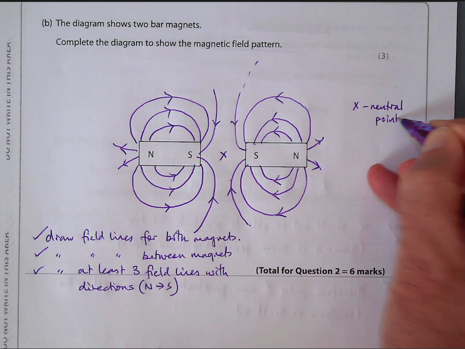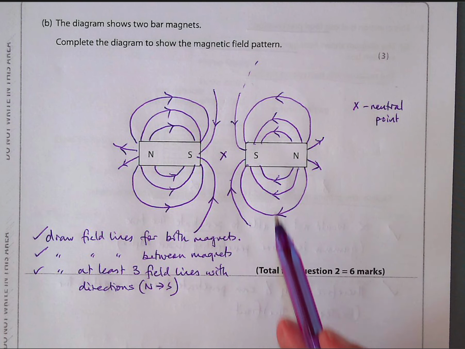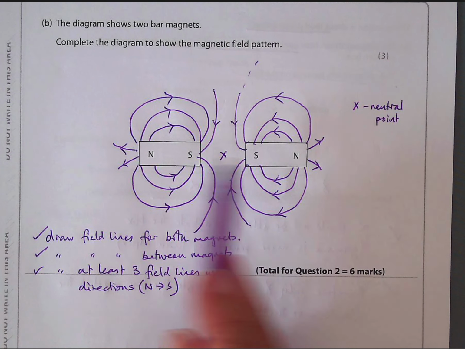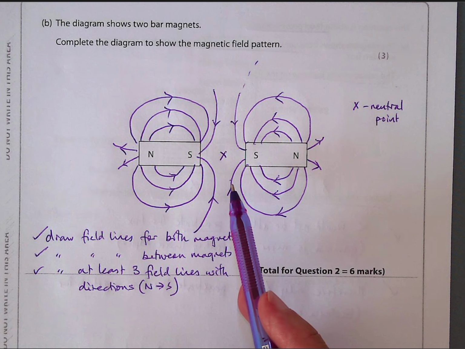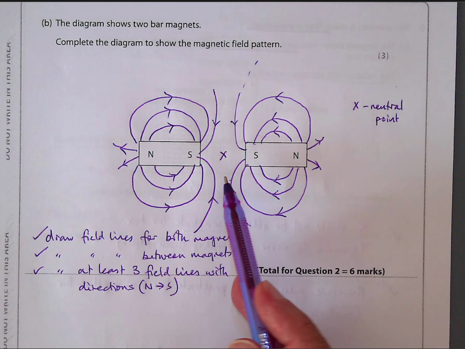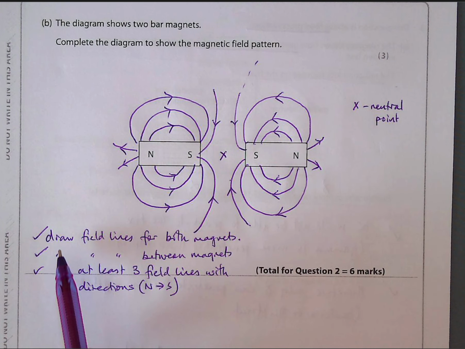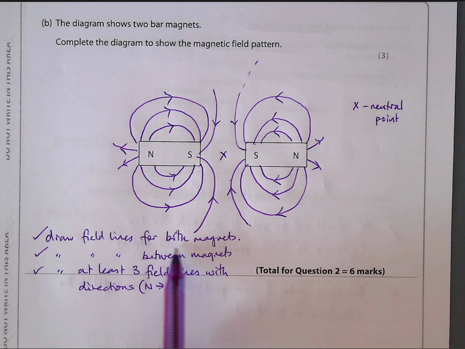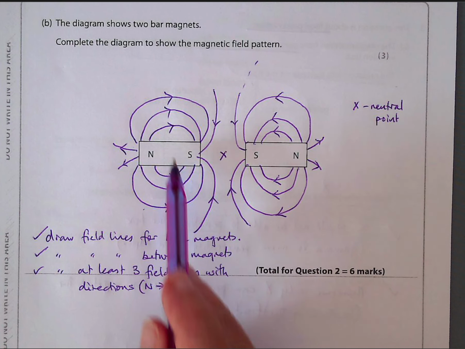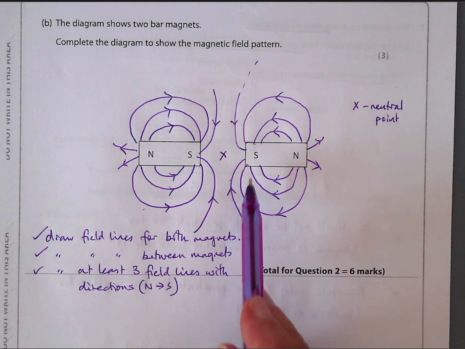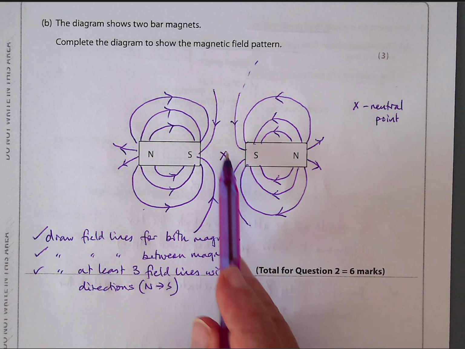In repulsion, if you had north and north, it would be the same, and if you had attraction, the lines would be different in the middle, and you need to make sure you know the difference in the field patterns. Now, how did they give you marks? Draw field lines for both magnets correctly. Obviously each one has its own field, and in the middle the field lines get pushed apart.